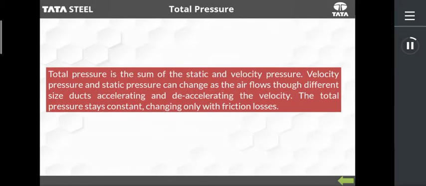Total pressure. Total pressure is the sum of the static and velocity pressure. Velocity pressure and static pressure can change as the air flows through different sized ducts, accelerating and decelerating the velocity. The total pressure stays constant, changing only with friction losses.